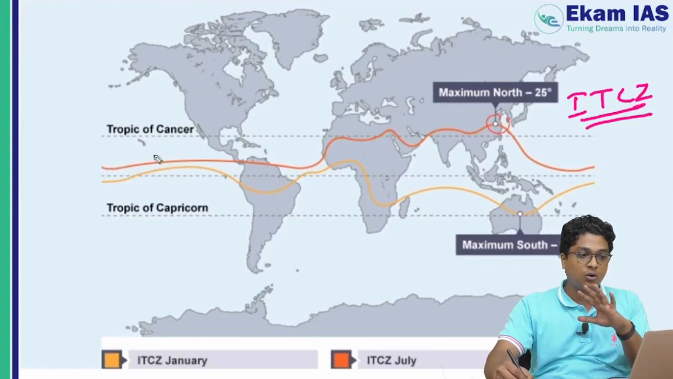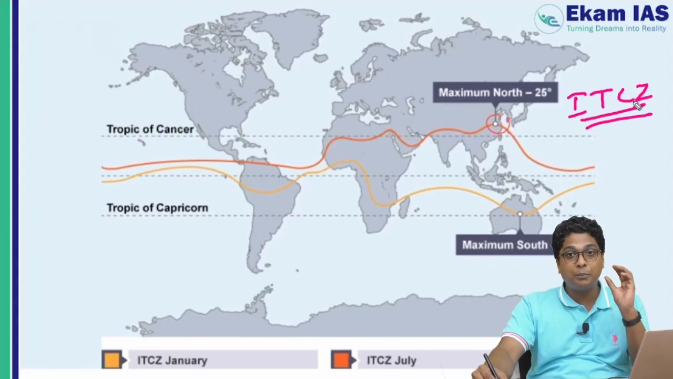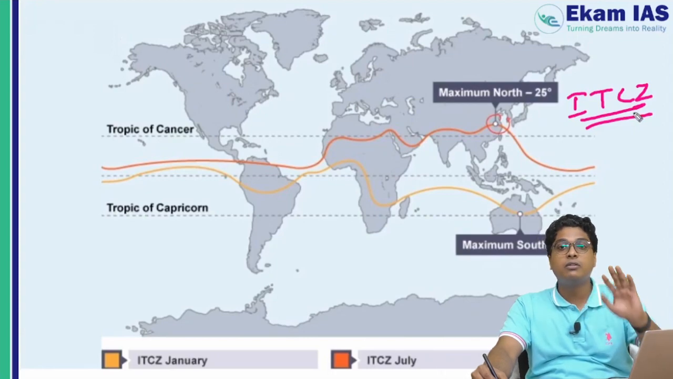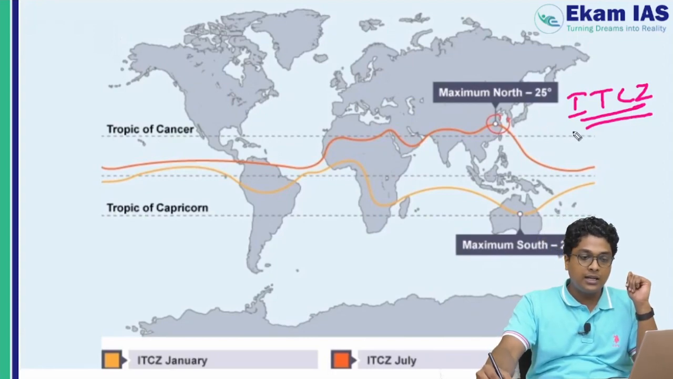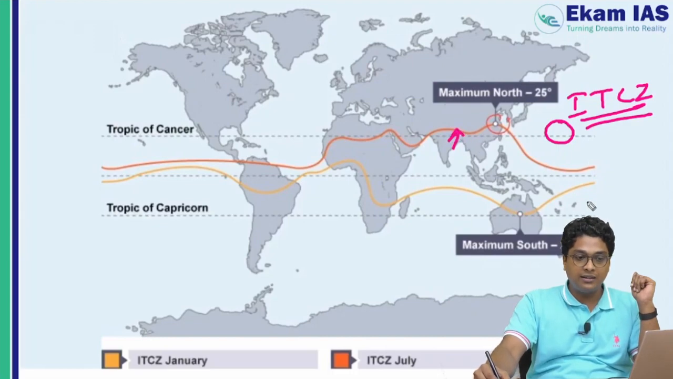You can see here this orange line as well as this yellowish line. Both of these are ITCZ. They are low pressure areas. They move according to the apparent movement of the sun. So wherever the sun goes, the ITCZ will follow that. So when the sun is bright over the Tropic of Cancer in the northern hemisphere, ITCZ will move towards the northern hemisphere. And when the sun is over the Tropic of Capricorn, or while moving towards the south, the ITCZ will be moving towards the south.